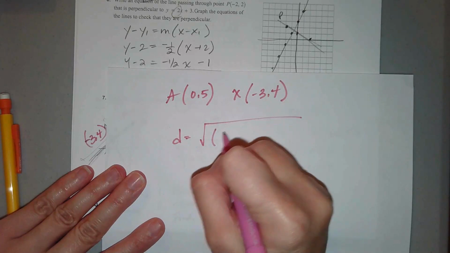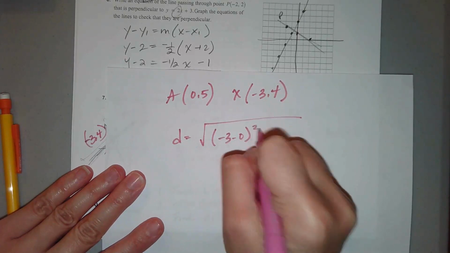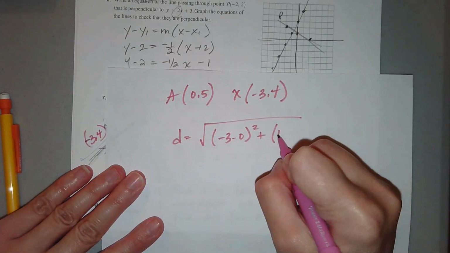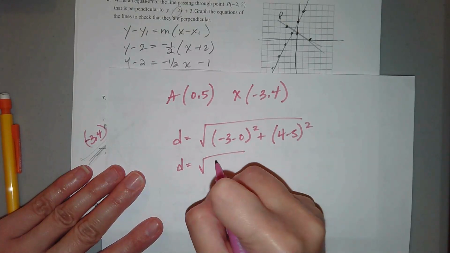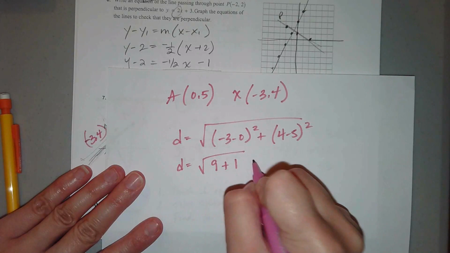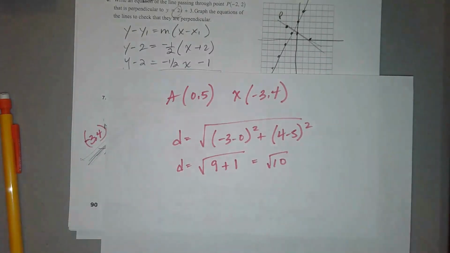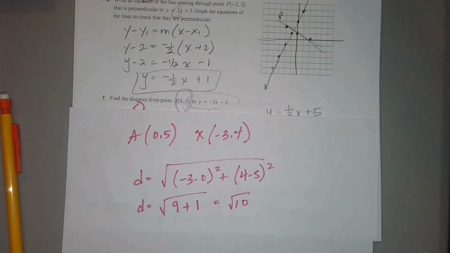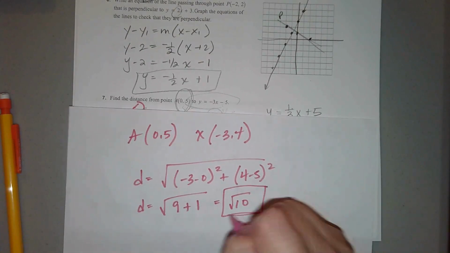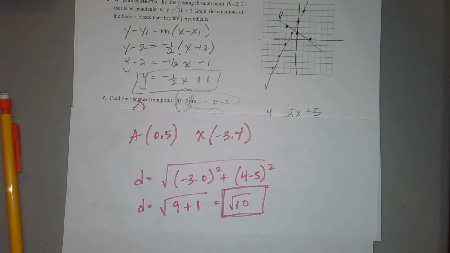So I'm going to do the square root of x2 minus x1 squared plus y2 minus y1 squared. And I'm going to get 9 plus 1, which is root 10. So we did 3 different kind of major math steps here. Find the distance from point A to the line. This would be your final answer. This is your distance from the point to the line.